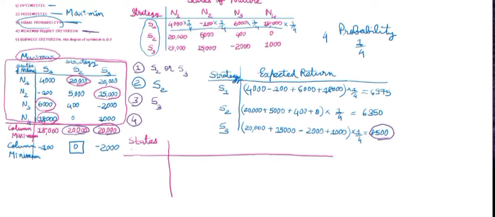Then for the second, the maximum value is 15,000. For the third one, it is 6,000. And for the fourth one, it is 18,000. Now just make a table like this, states of nature and strategy. That is S1, S2, S3, and over here it will be N1, N2, N3 and N4.